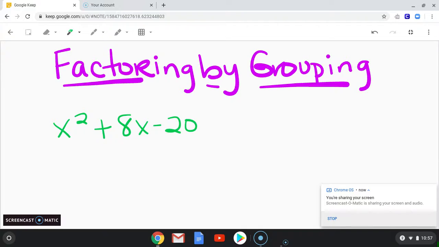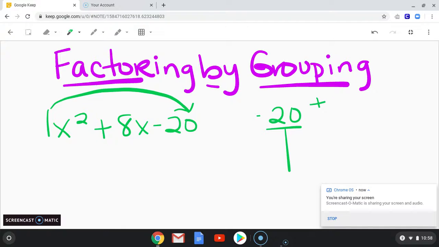So the first thing I've got is an example of x squared plus 8x minus 20. Remember, we need to put a 1 if there's not a number in front of the x squared. The next thing we do is always multiply the first number times the last. So 1 times 20 makes 20. Now, remember, this 20 is actually a negative 20. So when I think about it being negative, that means I must have a positive and a negative.